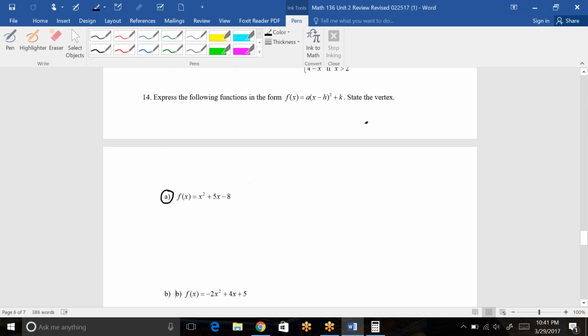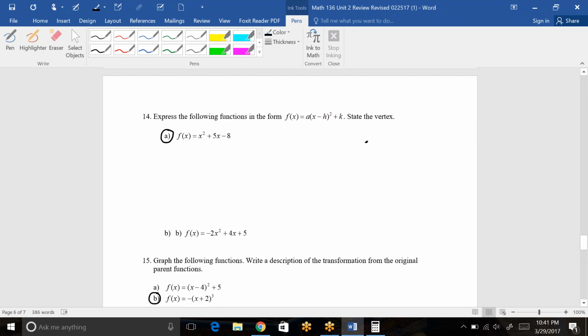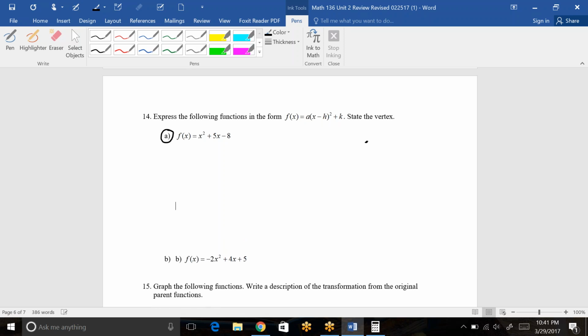All right, my next one in the questions was 14a. I think I got this question last night as well, but I'll go ahead and do it. The reason this one gave people not such a happy vibe was because you're having to turn this into vertex form, which means you have to complete the square.